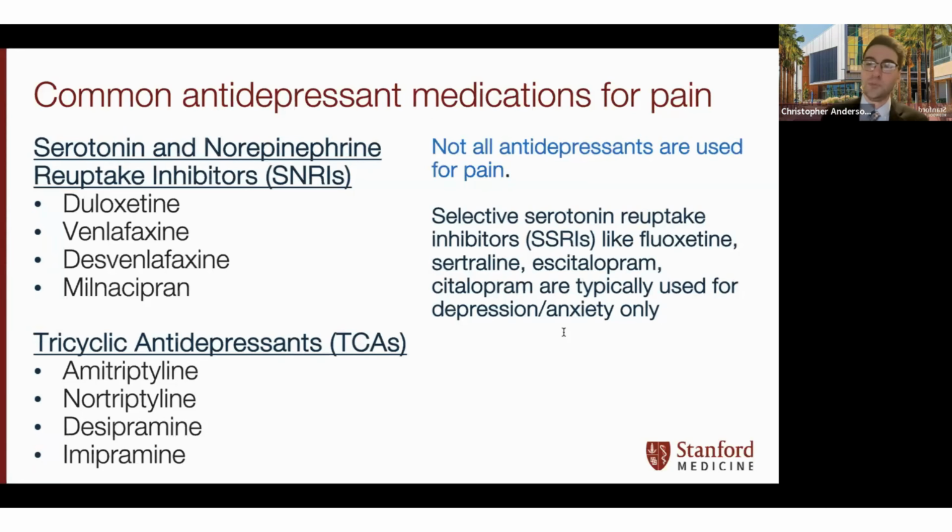Importantly, not all antidepressants are used for pain. For example, some of you may be on drugs like fluoxetine or sertraline, escitalopram or citalopram, and these drugs are used mainly to treat depression and anxiety disorders. Though, because chronic pain tends to have a suffering component, you may find that your pain can improve as your mental health improves in general, but they are not thought to act directly in a way that improves pain.